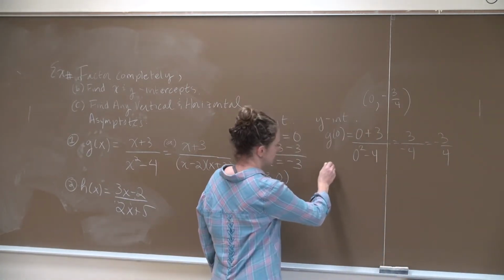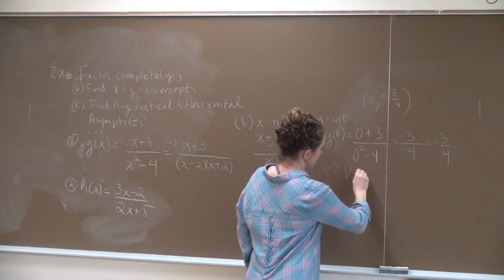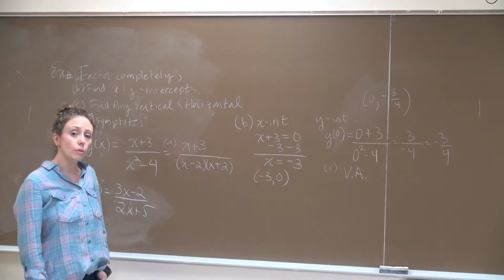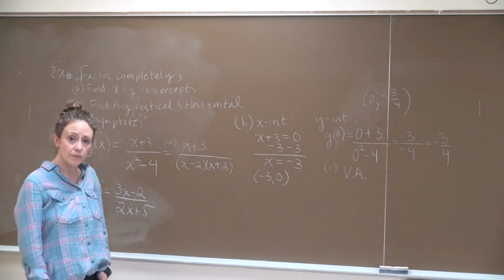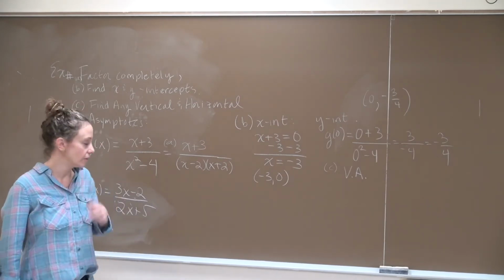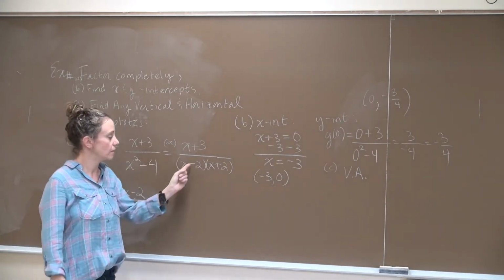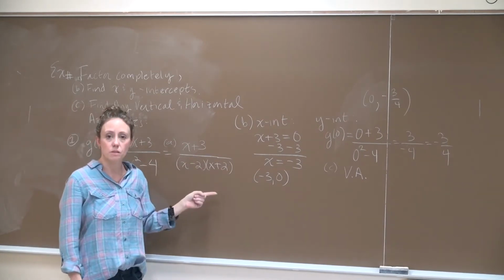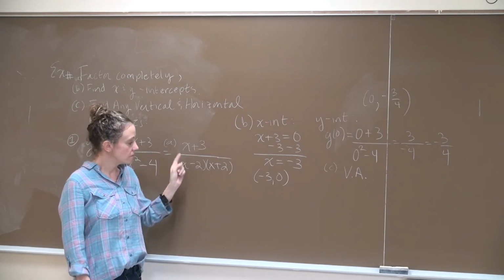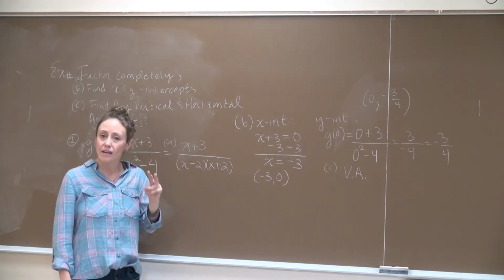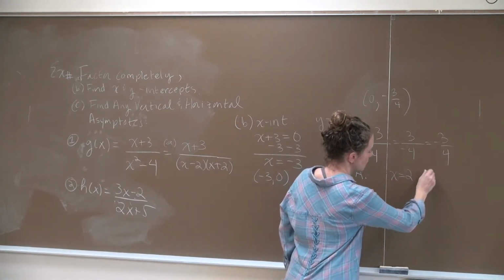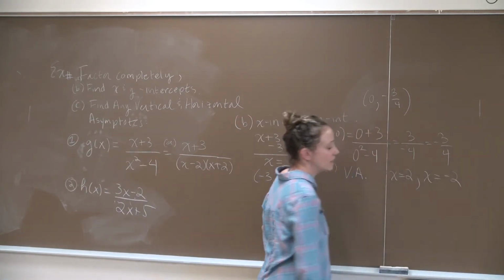So this is part C. Remember that the vertical asymptotes are the domain restrictions. So what we want to do is look at the denominator and see what values would give us 0. And that's why factoring is really helpful. So when I look in the denominator over here, I have x minus 2 times x plus 2. That means I have 2 zeros in the denominator, one at +2 and one at -2. So I have 2 vertical asymptotes. I have one at 2, and I have one at -2.